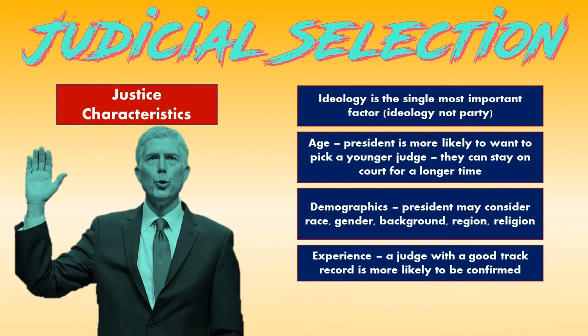All right, so what is the president looking for when they pick a Supreme Court justice? Like we said, the most important thing is ideology. Ideology is the single most important factor here. Make sure that you burn this into your brain: it's ideology and not party. The judges are liberal or conservative, so the judges will be picked based on the president's ideology. The other thing that the president wants to pay attention to is their age. If the president picks a younger judge, they're going to be able to stay on the court for a very long time. We recently lost Ruth Bader Ginsburg, and she was on the Supreme Court at age 88.